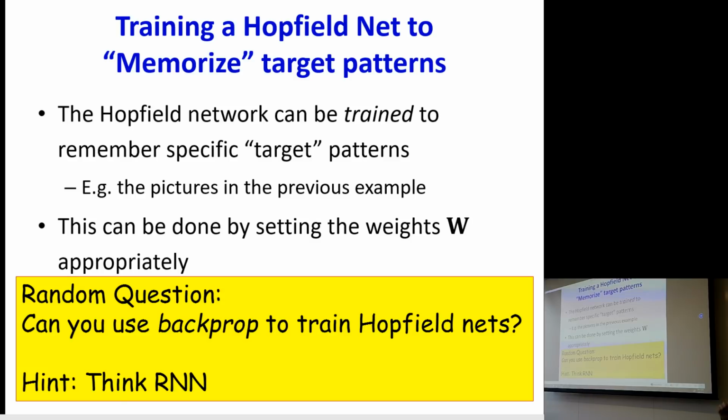So question one, can I use backprop to do this? If so, how would you do so? How would you do this? Thoughts, anyone?